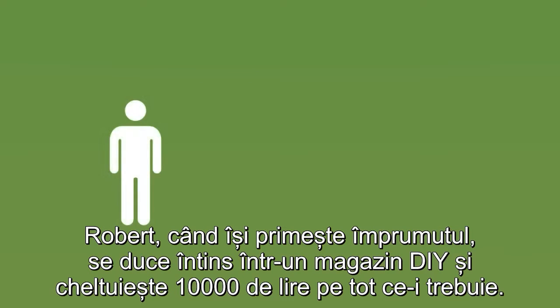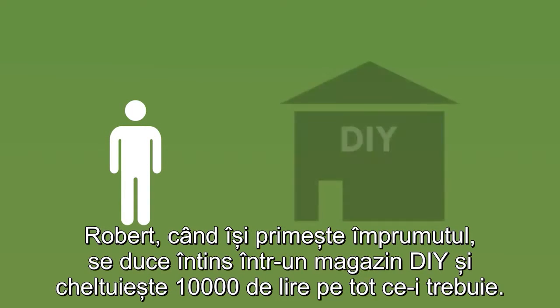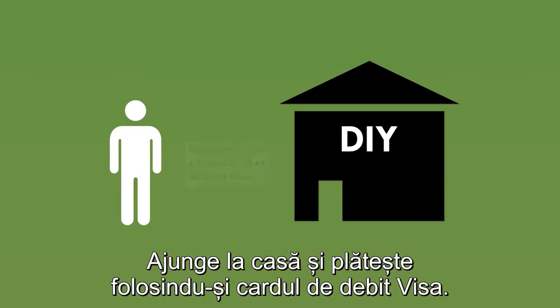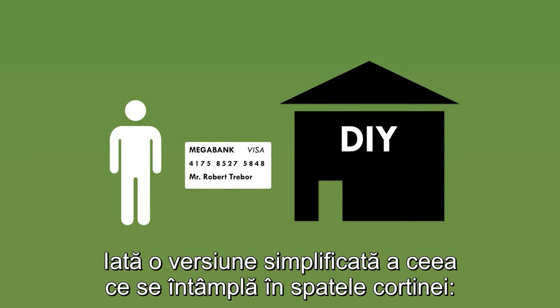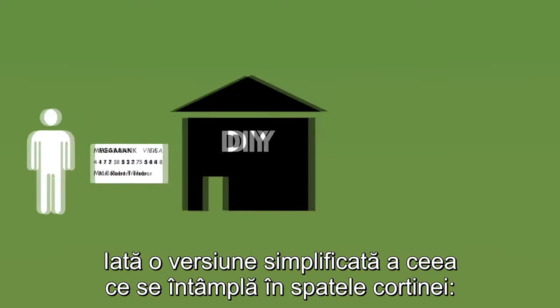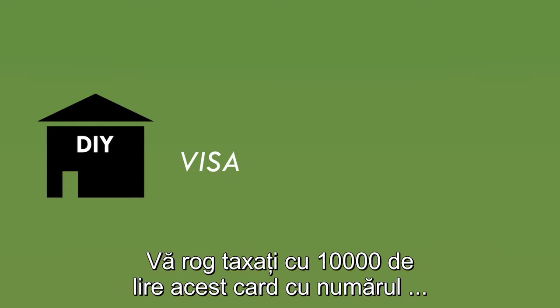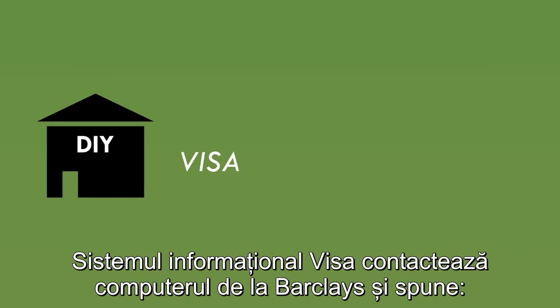Robert, when he receives his loan, goes straight into a DIY store and spends £10,000 on everything he needs. He gets to the checkout and pays using his Visa debit card. Here's a simplified version of what happens behind the scenes. First, the DIY store's debit card machine automatically contacts Visa and says, "Please charge £10,000 to this card number."